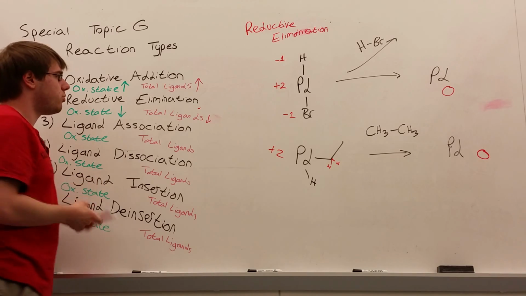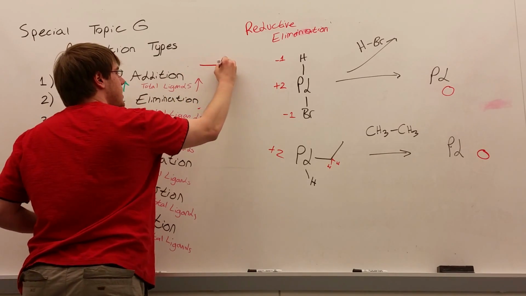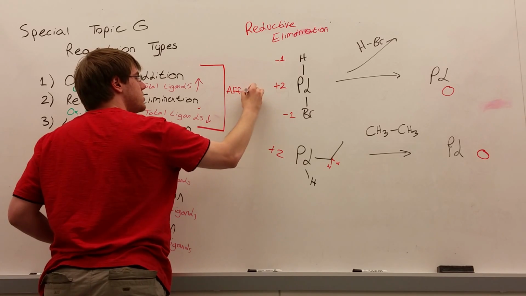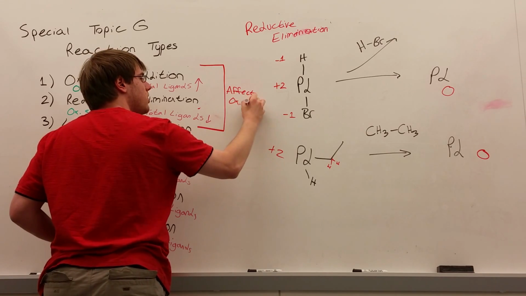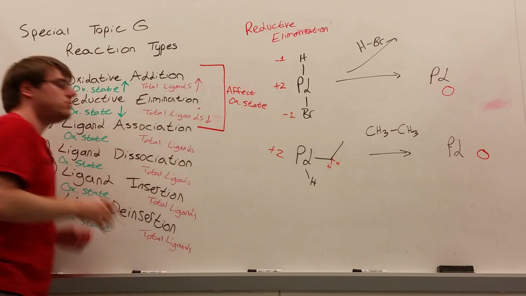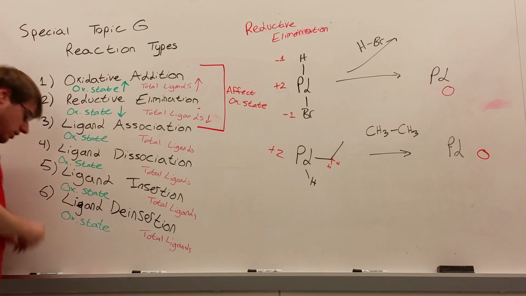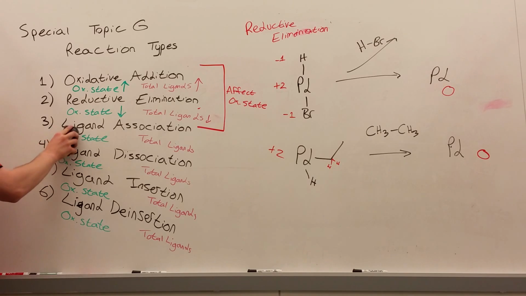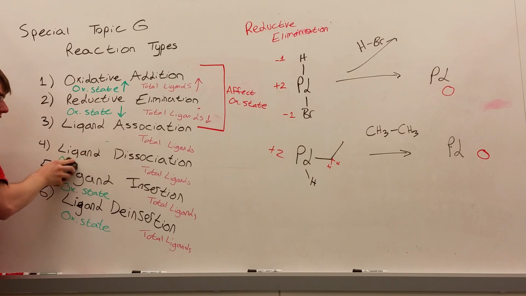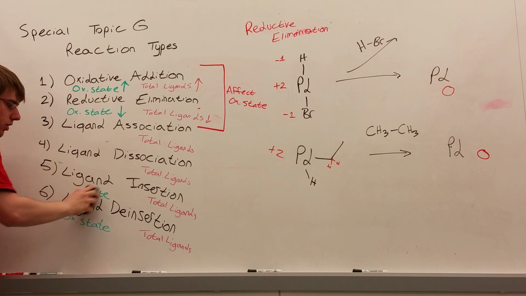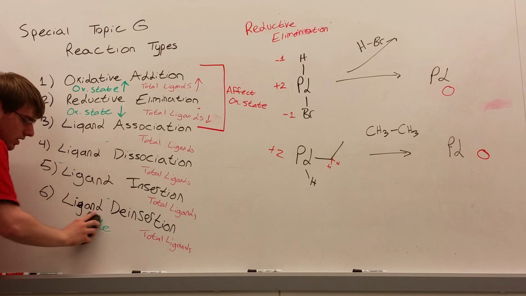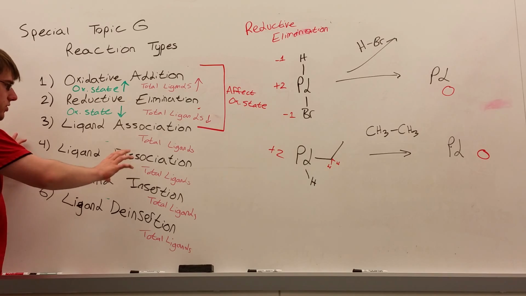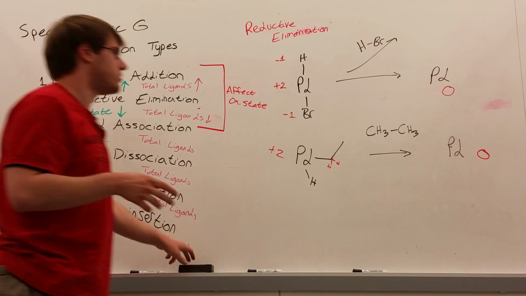Now, one really important point to make is only oxidative addition and reductive elimination affect oxidation state. The remaining reactions that have ligand in the name do not affect oxidation state. So in this chart that I had written out, oxidation state will never change, so I'm just going to erase that. The only thing that will change is the number of ligands attached, and we'll be able to differentiate them based on how those ligands attached. Let's start with ligand dissociation and association, because those are the easier of the two to recognize.